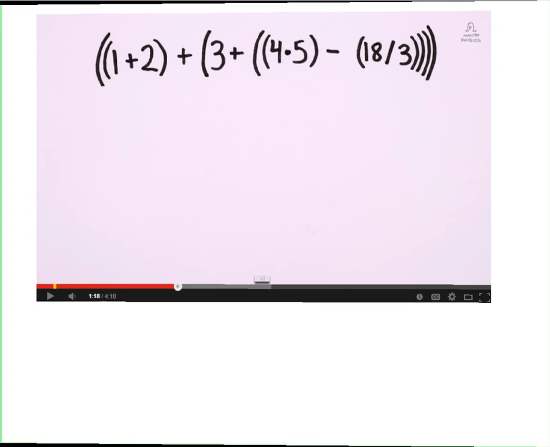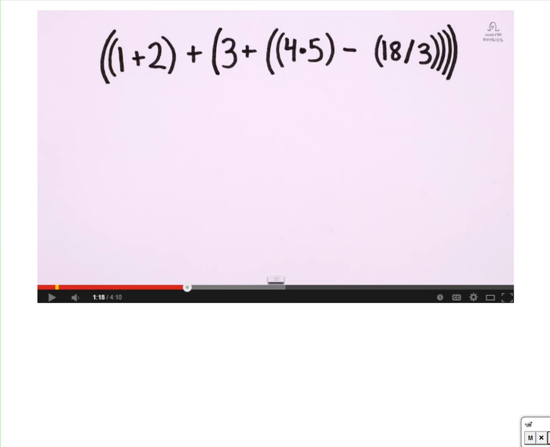All right, so we're going to do this order of operations problem. But before that, let's talk about the order of operations, perhaps ad nauseum. It's good to talk about.